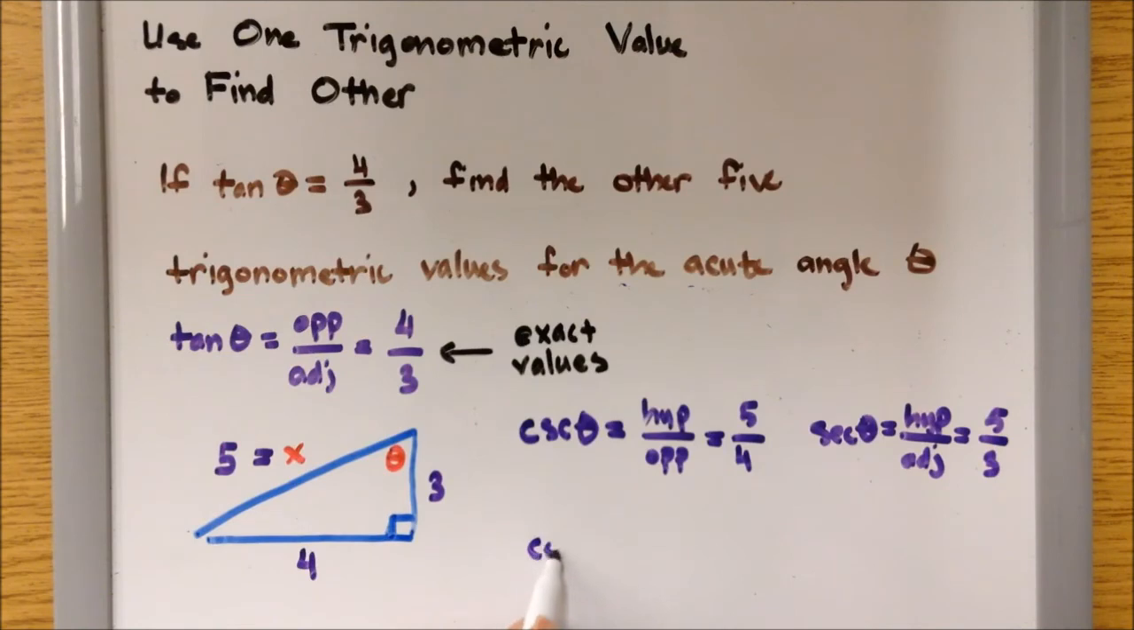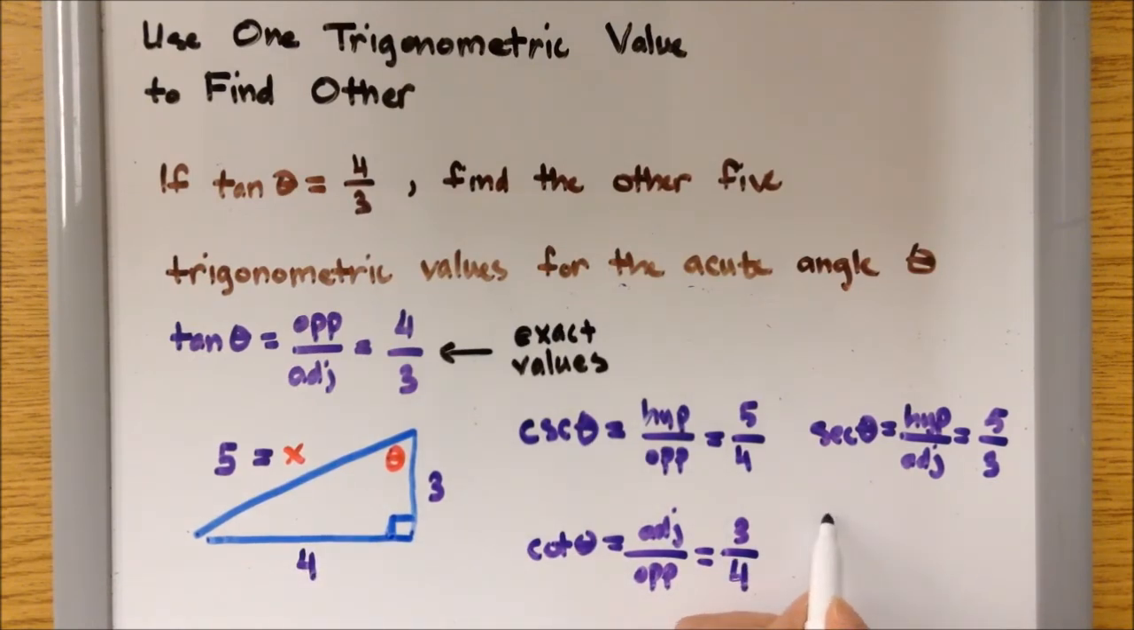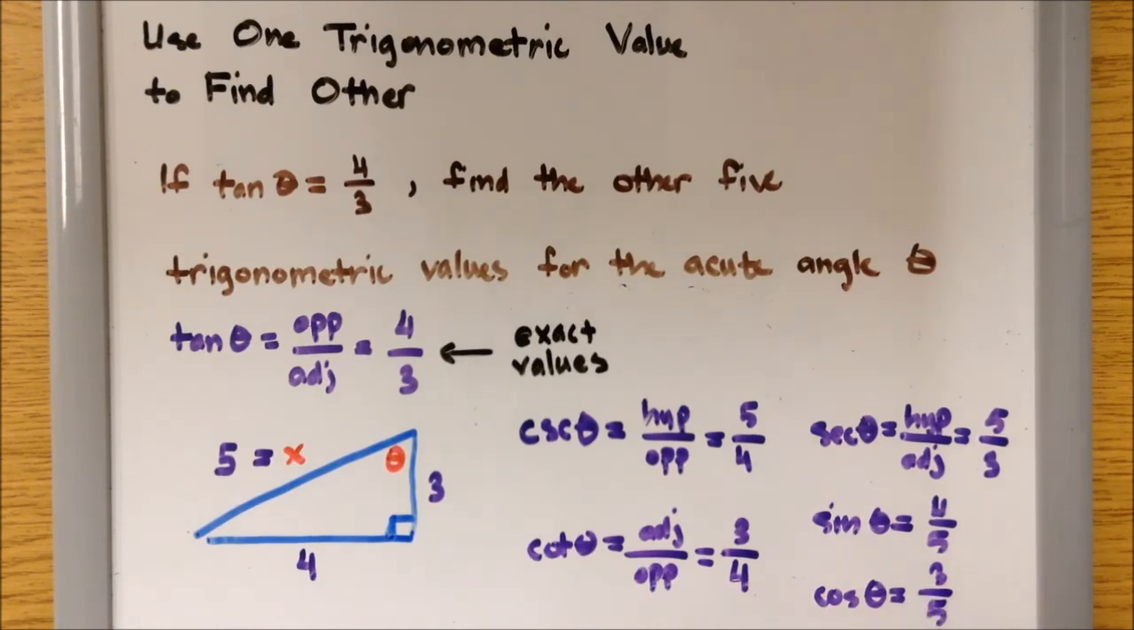And then cotangent theta was adjacent over opposite, which was, adjacent was 3, since it's next to the angle, and then 4 was the opposite, so it's at the bottom. Now, sine theta was opposite over hypotenuse, so 4 over 5, and then cosine theta was adjacent over hypotenuse, so adjacent was 3 over 5.